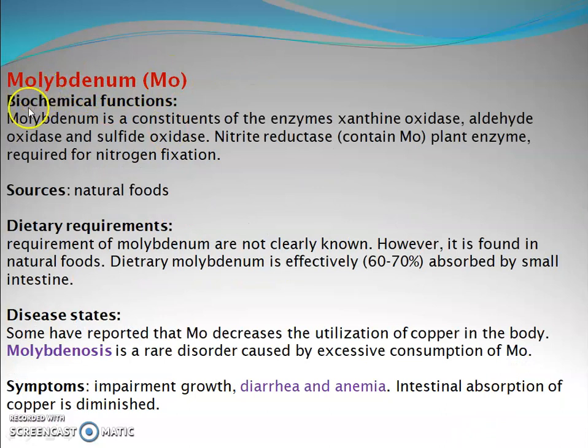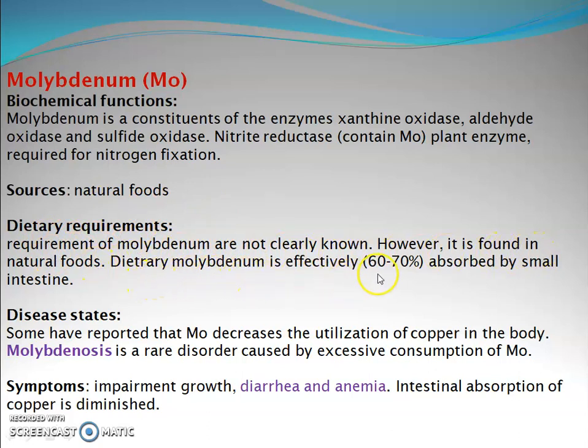Molybdenum. Biochemical functions of molybdenum: molybdenum is a constituent of the enzymes xanthine oxidase, aldehyde oxidase, and sulfite oxidase. Nitrite reductase contains molybdenum, a plant enzyme required for nitrogen fixation. Sources are natural foods. Dietary requirements: the requirement of molybdenum is not clearly known. However, it is found in natural foods.